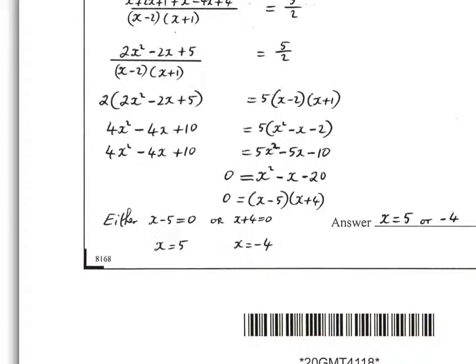Then we should cross multiply, so multiply the 2 across here, we get 2 times the 2x squared minus 2x plus 5. We multiply this across, we have 5 times the x minus 2 times x plus 1. Expand this side, expand the two brackets, then multiply it by 5. Bring everything over to the same side, keeping the x squareds positive. We have x squared minus x minus 20. Factorise: x minus 5 times x plus 4. Either x minus 5 equals 0 or x plus 4 equals 0. X will equal 5 or x will equal minus 4.